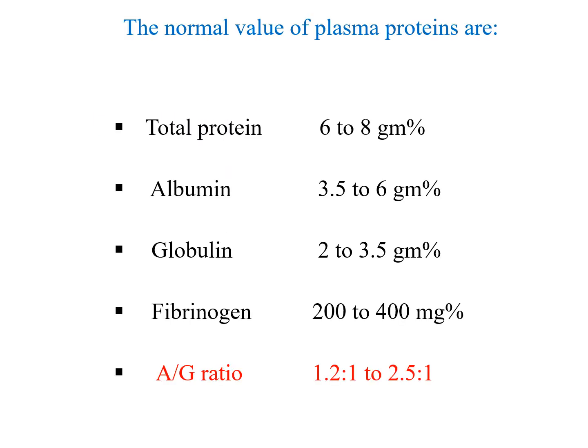The normal values are total protein 6.8 to 8 grams percent, albumin 3.5 to 6 gram percent, globulin 2.5 to 3.5 gram percent, fibrinogen 200 to 400 milligram percent. A/G ratio is 1.2 to 1 to 2.5 to 1.